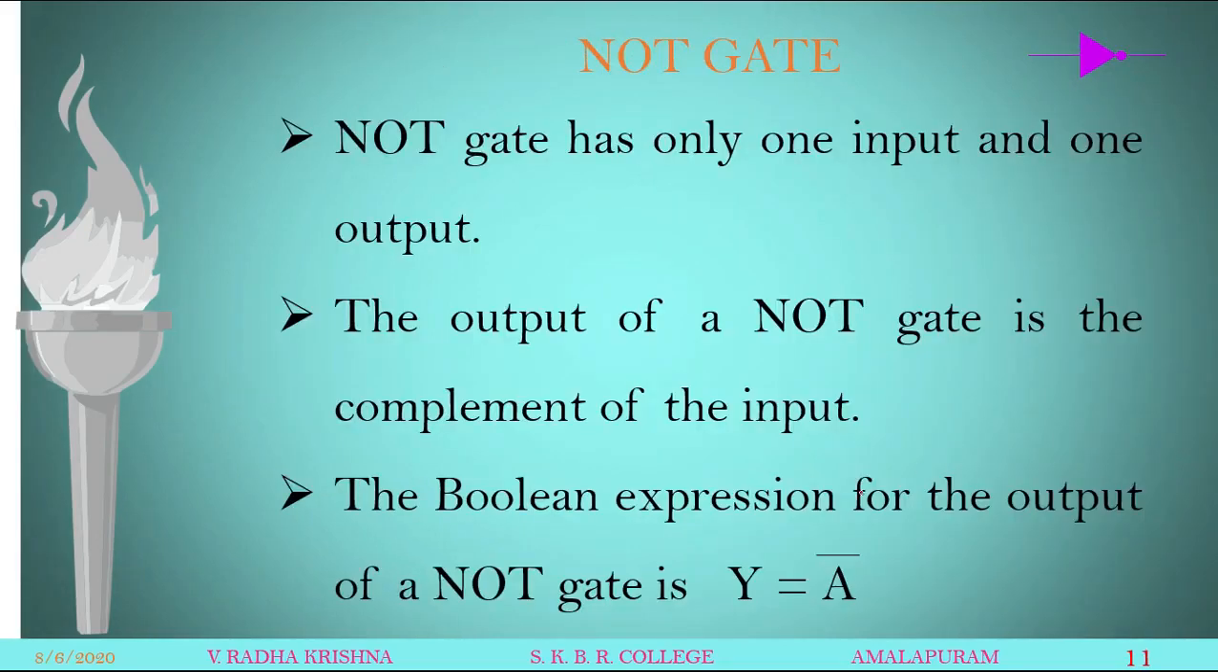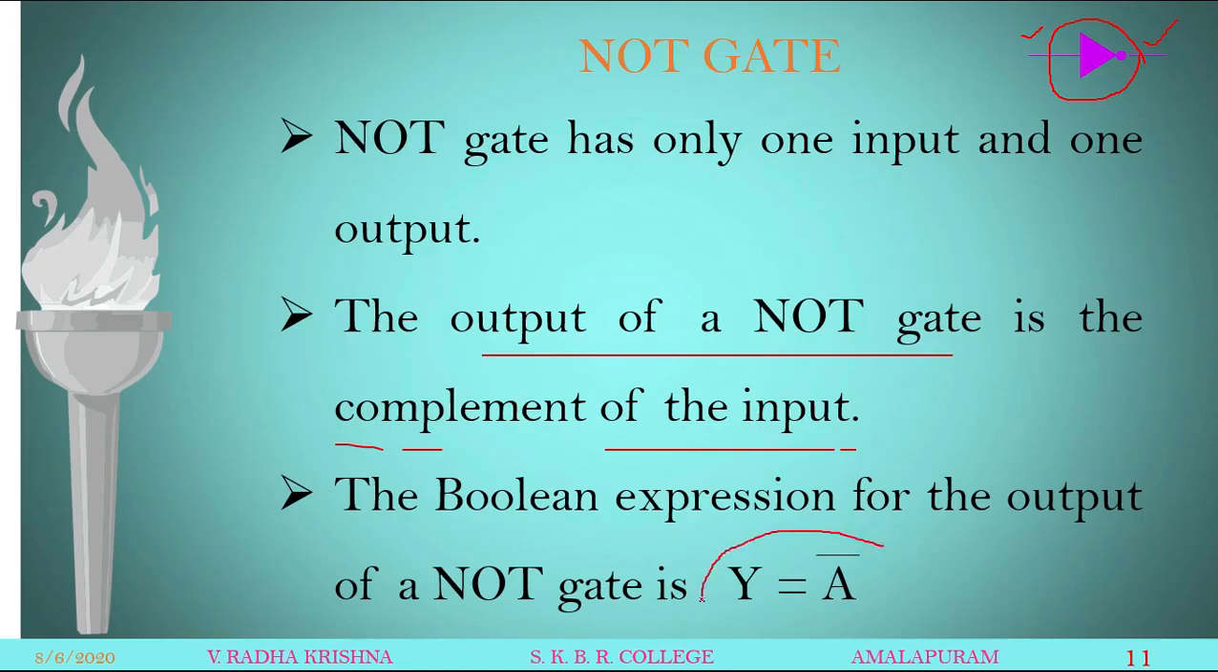Our next gate is NOT gate. So this NOT gate has only one input and one output. This is the logic symbol of a NOT gate. NOT gate has only one input and one output. And also output of NOT gate is the complement of the input. You know about complement. So complement of 1 is 0, complement of 0 is 1. Hence the output of NOT gate can be expressed as y is equal to A complement.